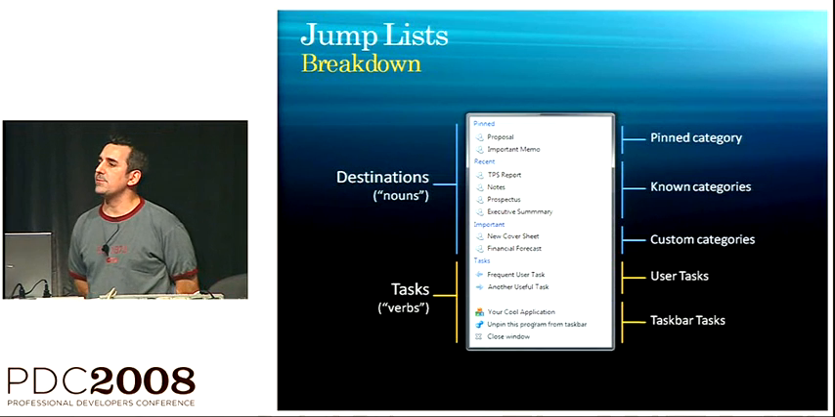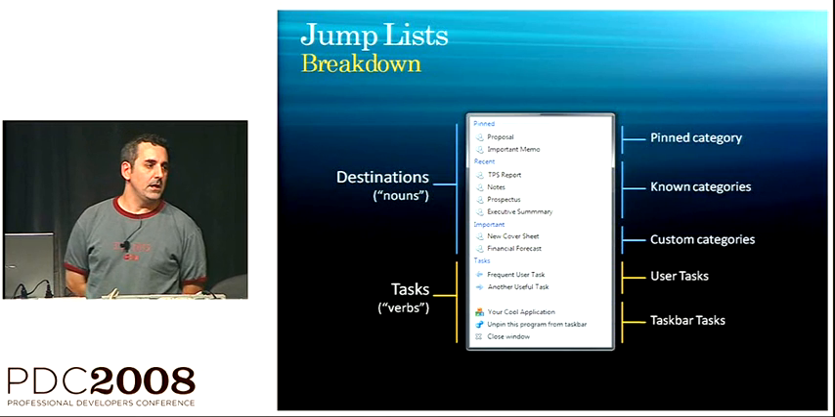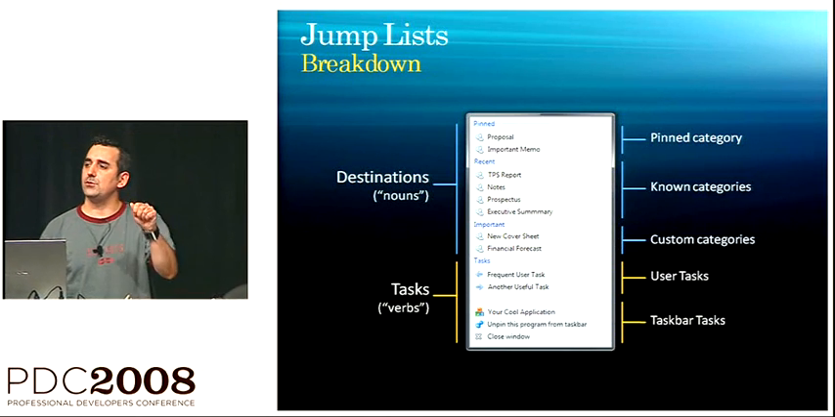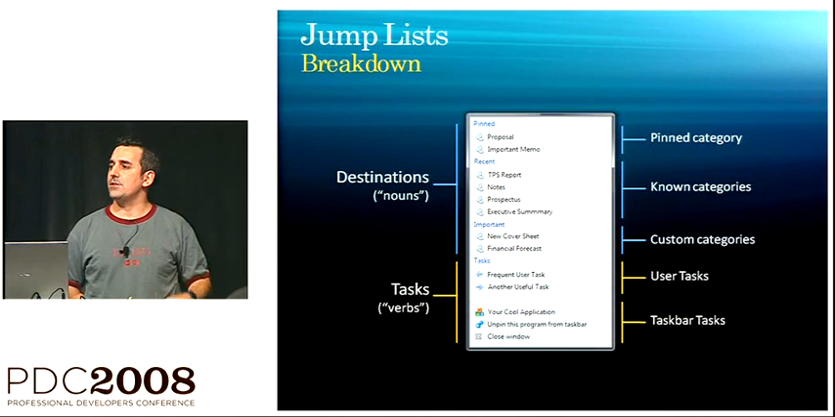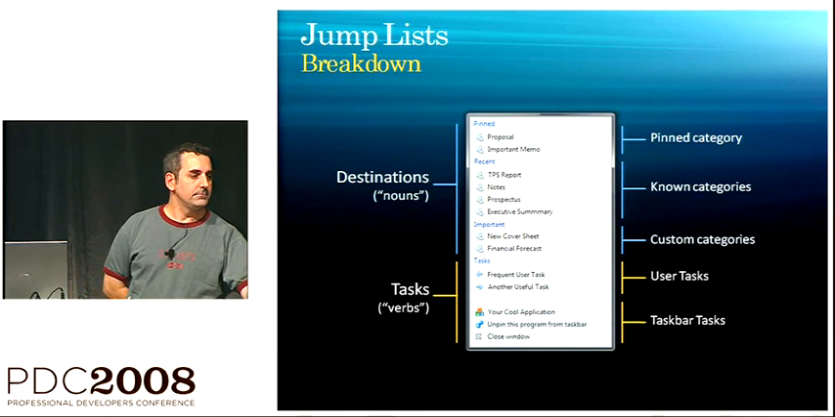And then finally, at the very top is the pinned category of destinations. This is completely controlled by the end user. They just go ahead and choose to pin any destination that may appear in the jump list, and that will end up in that category.